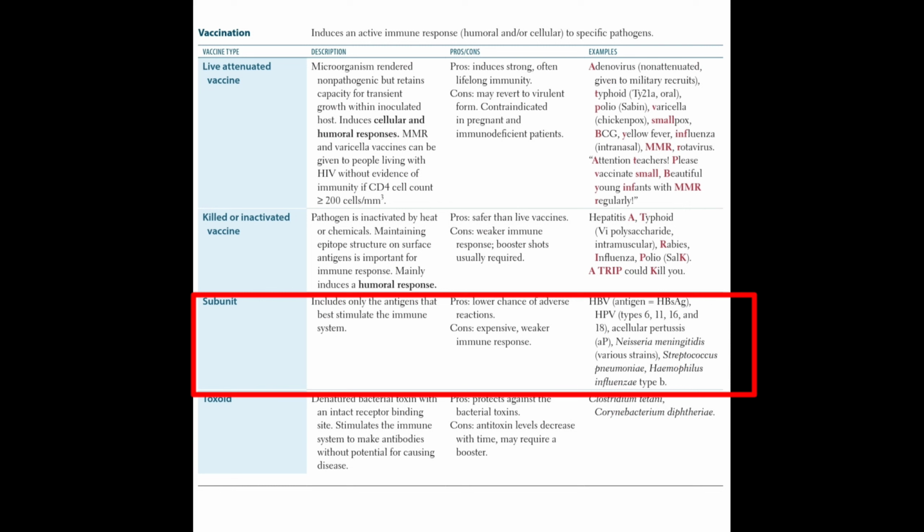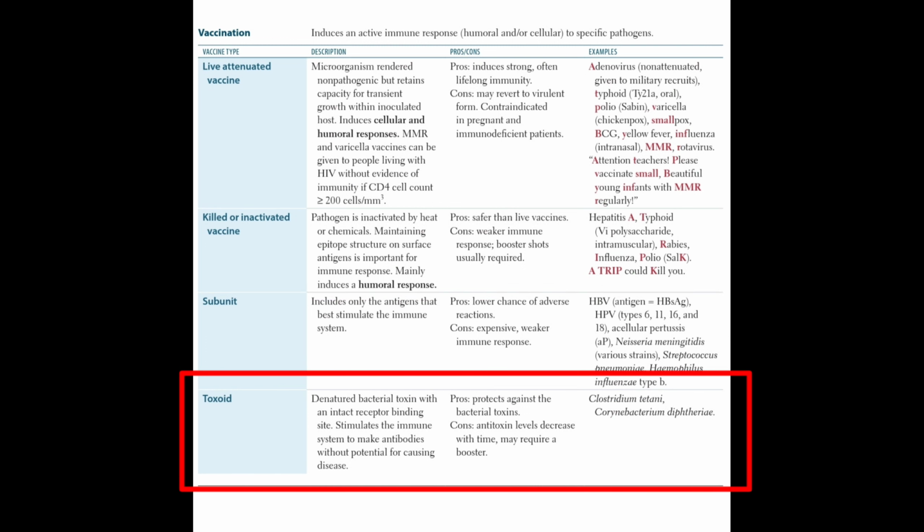Now let us talk about the subunit vaccine. The subunit vaccine includes only the antigens that best stimulate the immune system. The pro of the subunit vaccine is that there is a lower chance of adverse reaction, whereas the cons are that it is expensive and gives a weaker immune response. The examples of the subunit vaccine are HBV and HPV.